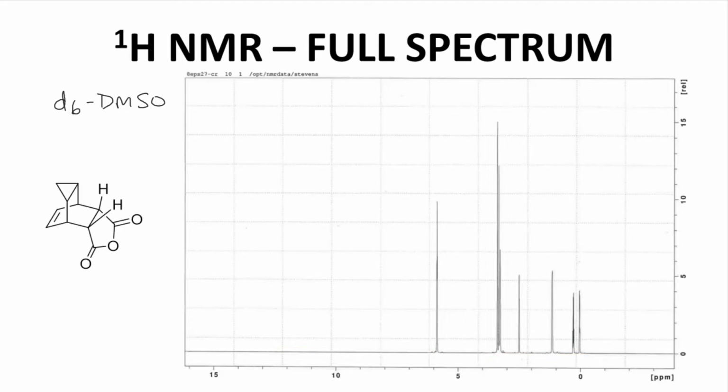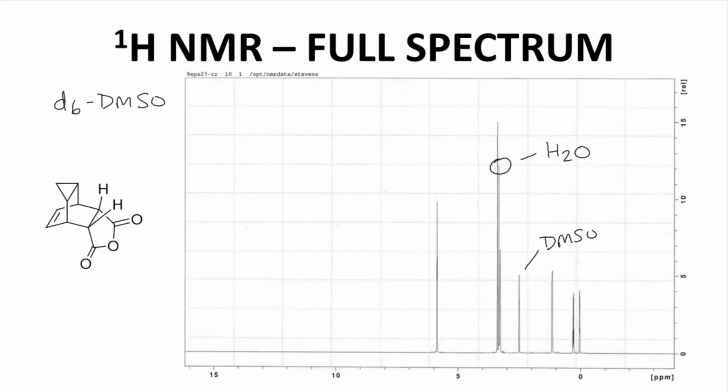DMSO itself appears around 2.5 ppm. So this signal is from DMSO. Water in DMSO, and there's always some water in DMSO, is close to 3.5 ppm. As it turns out, the middle signal in this group is from H2O. I always like to see a full wide view of a spectrum, even if there are no peaks in much of the full spectrum.